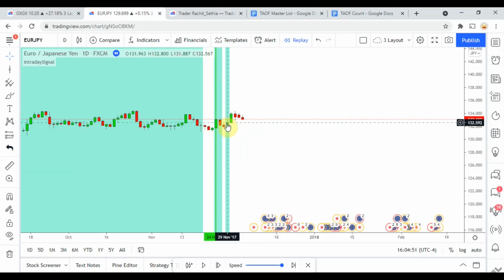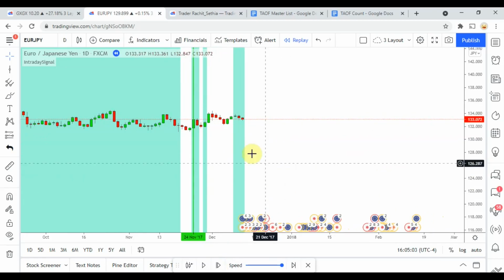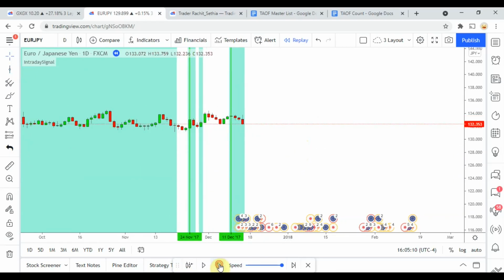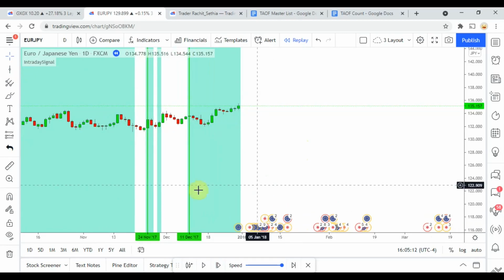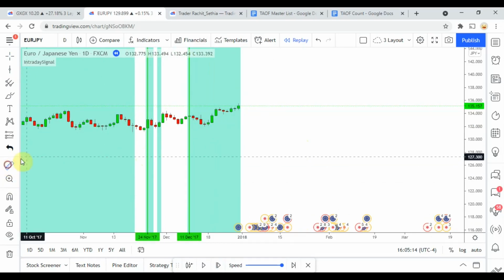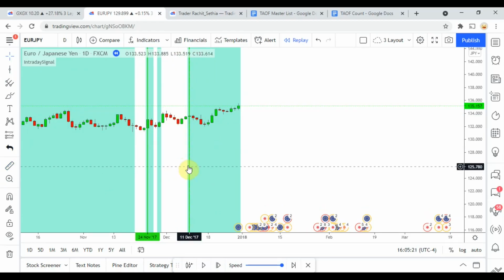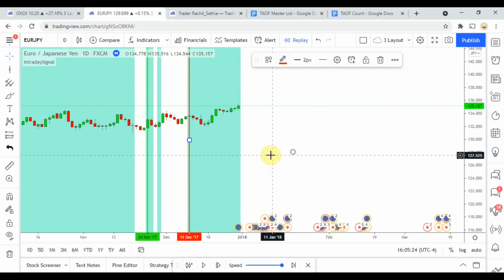Now we're going to void this signal right here because we were already in this trade when this signal took place, and so that one we would ignore. Alright, then over here on this side, we pick up another long signal right there. Go ahead and play this forward. That one looks like we're gonna get stopped out. Yep, that one stops us out right there.